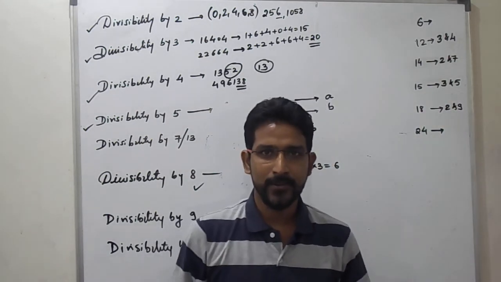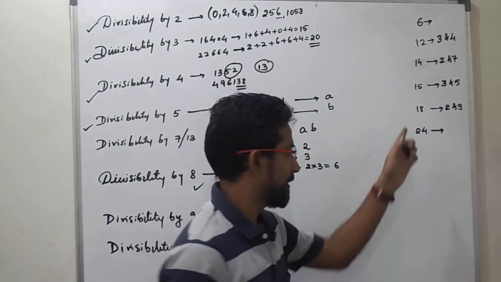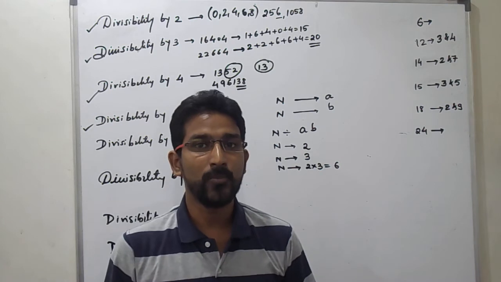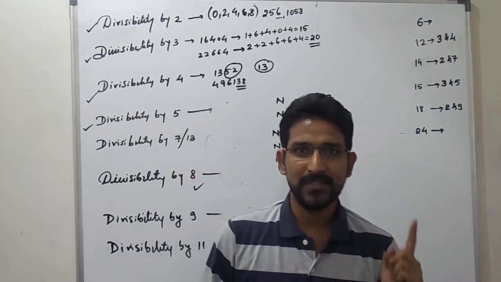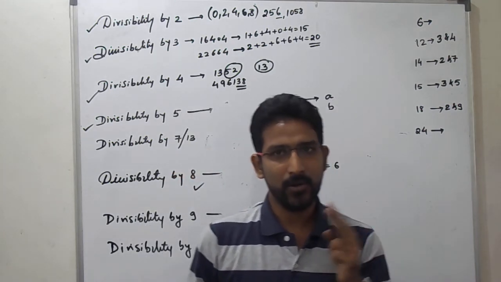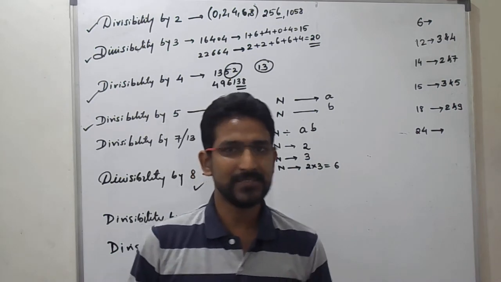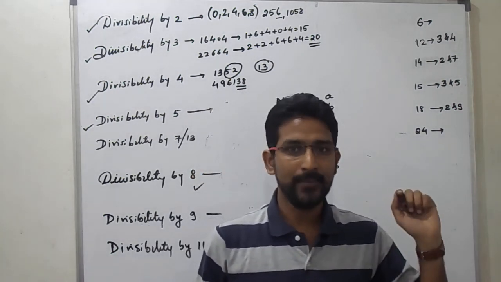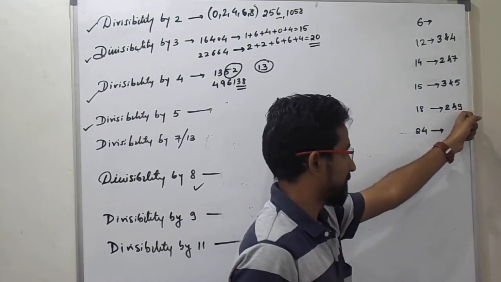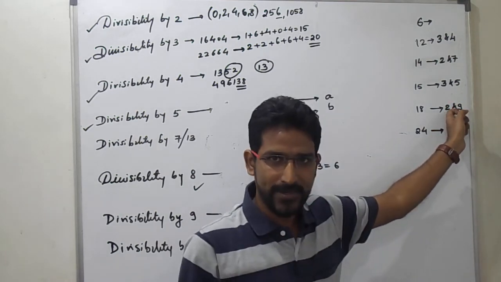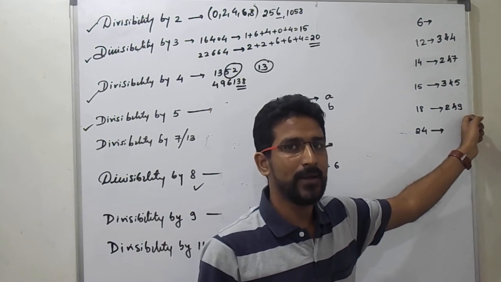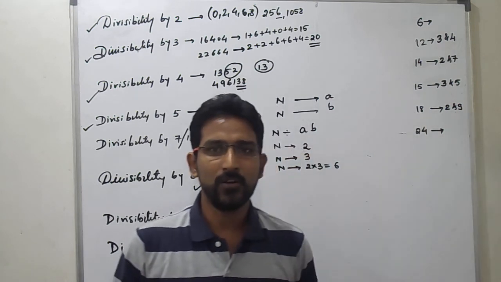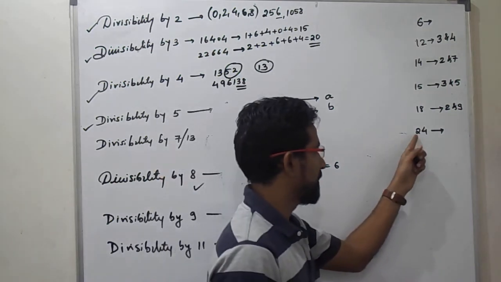2 and 9. You could say 6 into 3, since 18 is also 6 into 3. But 6 and 3 are not co-prime numbers. So if the number is divisible by 6 and also divisible by 3, it's not necessary that it will be divisible by 18, because they are not co-prime numbers. So 2 and 9: if that number is divisible by 2 and also divisible by 9, then 2 into 9, that is 18, so the given number will also be divisible by 18.